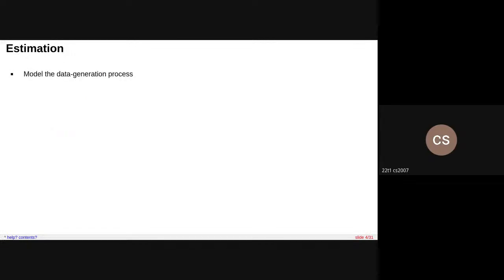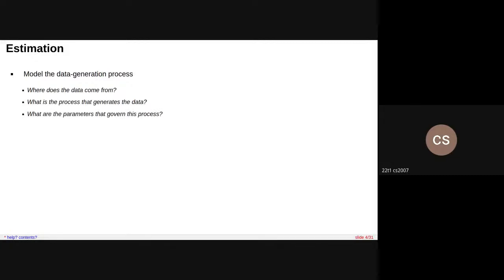So, estimation. The basic idea of estimation is that you are trying to model the way data is generated. Data is generated in some way, and I'm trying to model that. Some of the questions we ask in estimation are: where does this data come from? What is the process that generates this data? How did it arise in the first place?